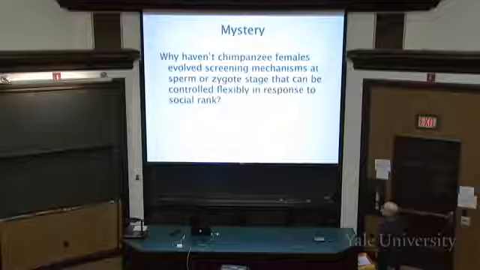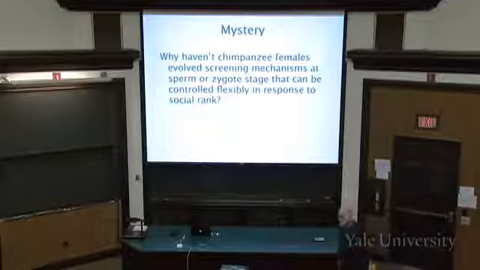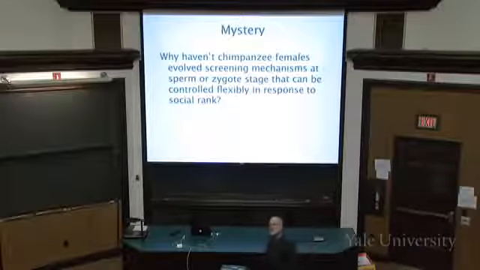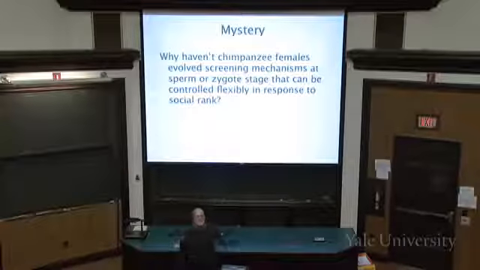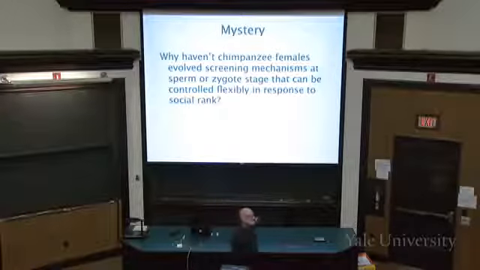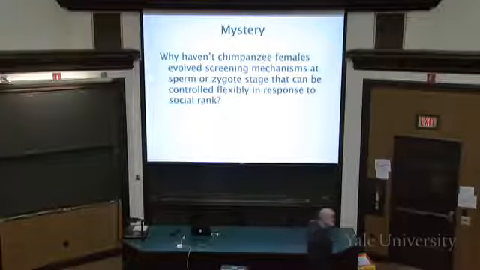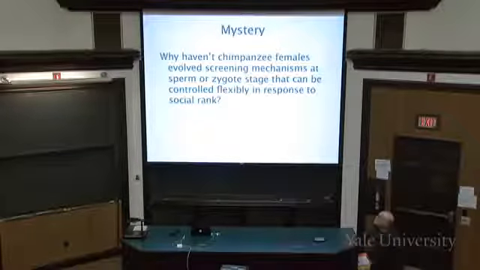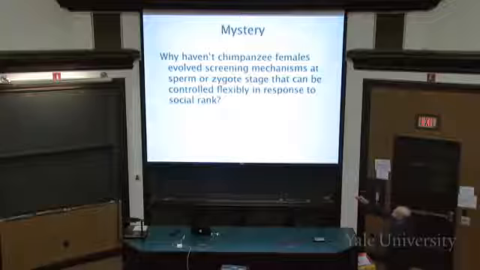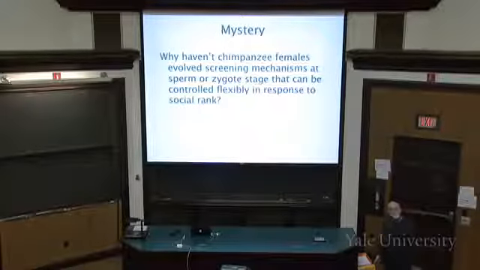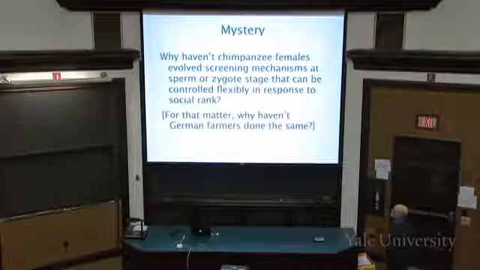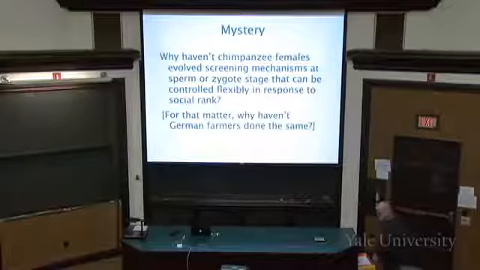Now, rearing a son at all, if you're a subdominant mother and you're going to kind of neglect him and get rid of him early, is a very expensive thing. So why is it that they haven't evolved screening mechanisms at the sperm or the zygote stage that respond to social rank? We don't know. It would be very adaptive for them to do that. And I'll now tell you about the German farmers.